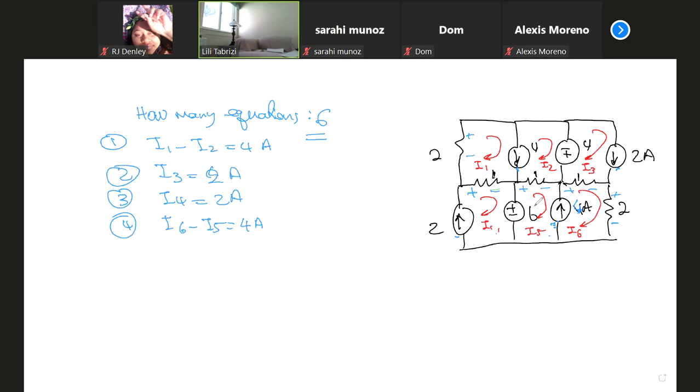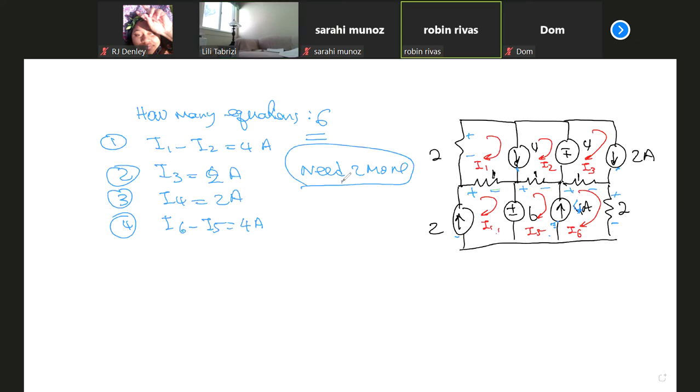Okay, Rivers. We need 2 more equations. How do I get those 2 equations? I ran out of current sources. Do we get them from the voltage sources? Tell me how. Look at one of the loops with the voltage sources, for example the I3 one, and start writing the equations. KVL equation, right? Yeah. So I need to write KVL equations.